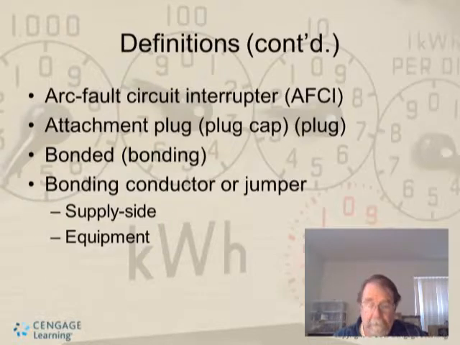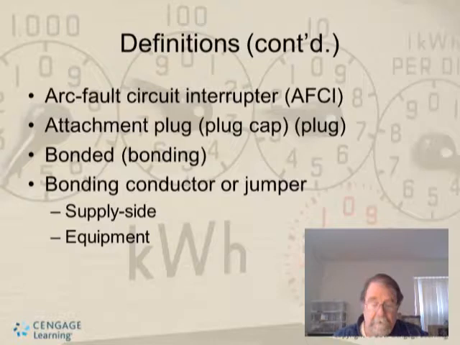Bonded or bonding. And then you also have bonding conductor or jumper, the supply side and the equipment. When metal parts are required to be electrically connected, a reliable conductor, or what they call a bonding jumper, is installed, and this guarantees the required electrical conductivity. A supply-side bonding jumper is a conductor installed on the supply side of a service or within a service equipment enclosure that ensures the required electrical conductivity between metal parts required to be electrically connected.